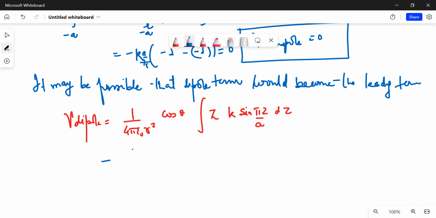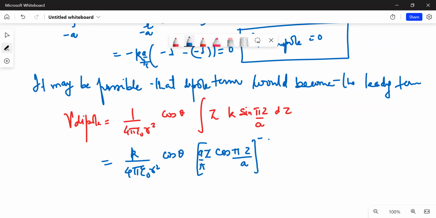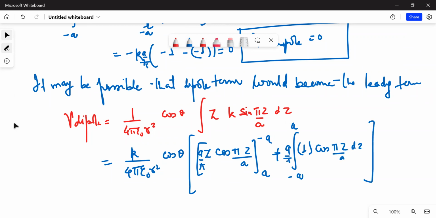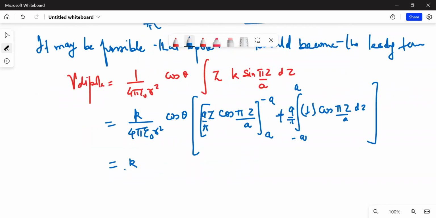So what would the integration be like? 1 upon 4 pi epsilon naught r square cos theta, and k will also come out. So this integration would again be equal to k, sorry, z cos pi z upon a. The problem here is that cos pi z upon a comes, and a upon pi will come ahead, and this would be from minus a to plus a. Just reverse the minus integration from minus a to plus a. Derivative of z is 1. Integration of this is plus a upon pi cos of pi z upon a dz. Is that clear?